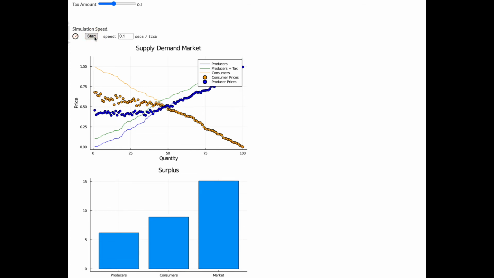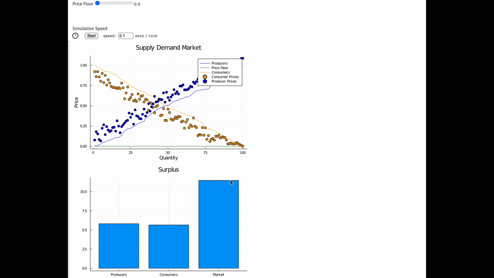Now if we look at the surplus, you'll notice that it's exactly at 15, whereas before it was quite a bit over 15. So we see that the government actually came in and created a deadweight loss, or a welfare loss, or a surplus loss, due to the imposition of the tax. Now let's move on to other forms of government intervention.